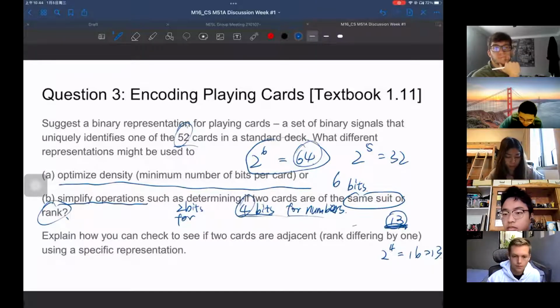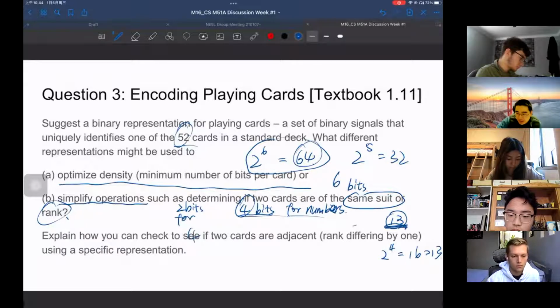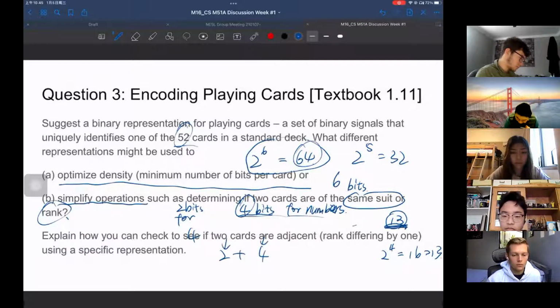Then we only have 4 suits, so we need 2 bits. I think that part is easier, right? We have 4 suits, so 2 bits to represent it. Then in total we still have 6 bits, but now it's 2 plus 4: 2 for the suit, 4 for the rank.